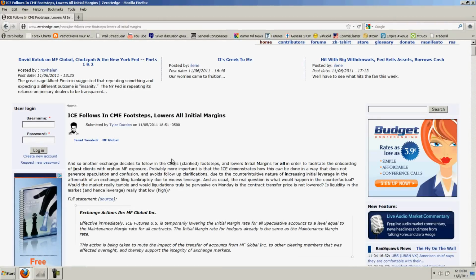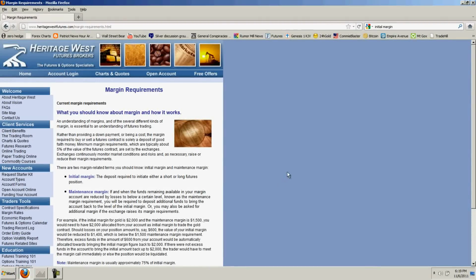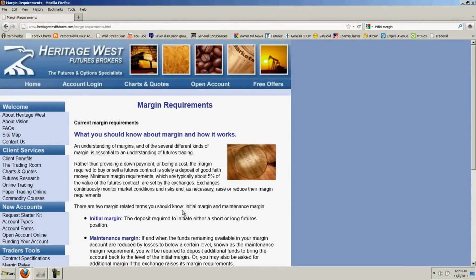Before I jump into that, I just wanted to explain to you, if you don't understand how these things work. This is a page from Heritage West, just a futures broker, that explains the distinctions between these two margins so you can understand that. And I'll read that. An understanding of margins and of the several different kinds of margin is essential to an understanding of futures trading. Rather than providing a down payment or being a cost, the margin required to buy or sell a futures contract is solely a deposit of good faith money.